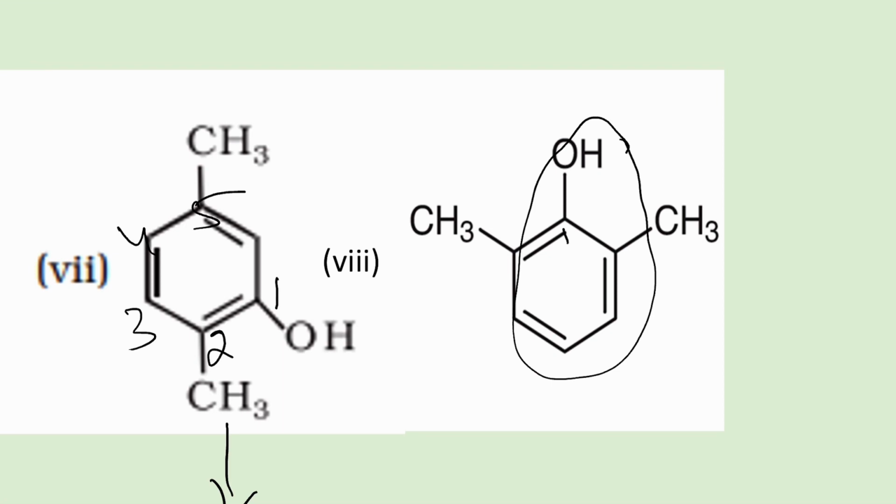And the last one, again phenol substituent. Go clockwise or anti-clockwise, you will get the same numbers for methyl carbons. 1, the carbons bearing methyl as a substituent. 1, 2, 3, 4, 5, 6. So it becomes 2,6-dimethylphenol.